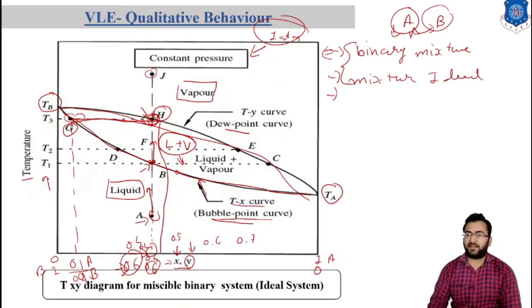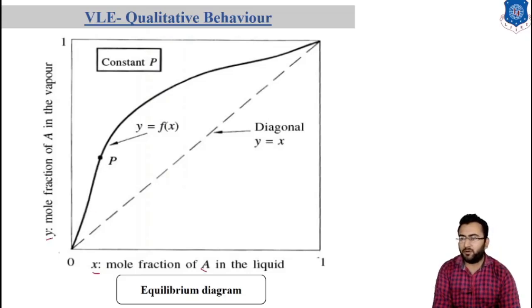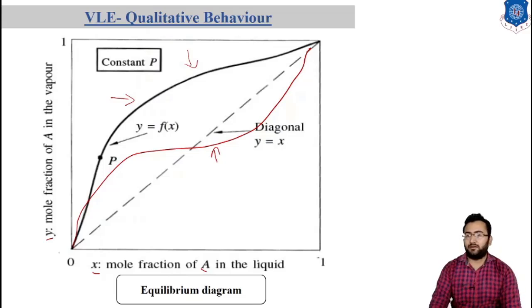So this is how the TXY diagram works. Now let's discuss the equilibrium diagram. This is an equilibrium diagram, where X is the mole fraction of component A in liquid and Y is the mole fraction of component A in vapor. This is the diagram for an ideal binary mixture. But if it exhibits a maximum or minimum boiling point, then it will cross this diagonal and look like this. So this is for the ideal system, and this is for the azeotropic mixture.